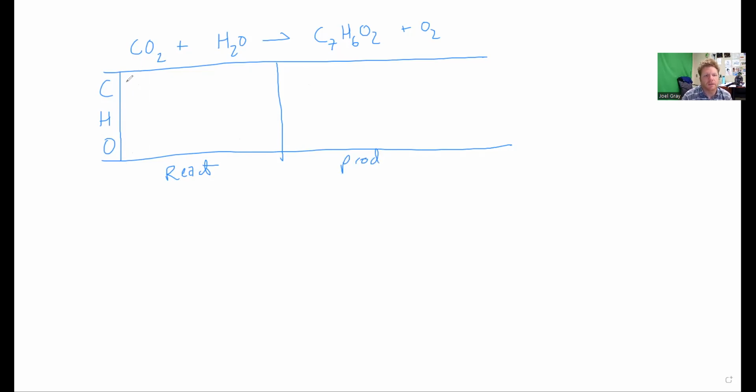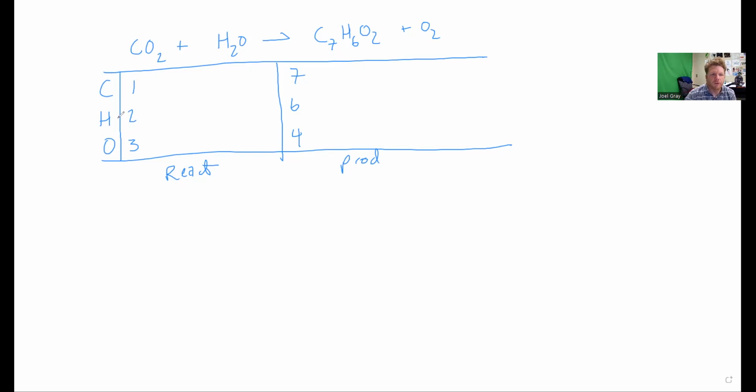If I look on the left-hand side, my reactants, I've got a total of 1 carbon, and I've got 7 carbons on my product side. Hydrogens, I've got 2. Oxygens, I've got 3. On my product side, I've got 6 hydrogens and 4 oxygens. Now, one of the things I notice is I immediately encounter a problem in that I have even numbers of hydrogens, and I have odd numbers of carbons and oxygens.